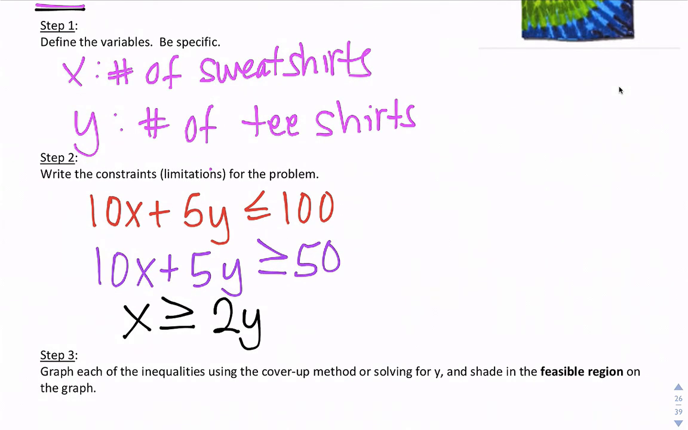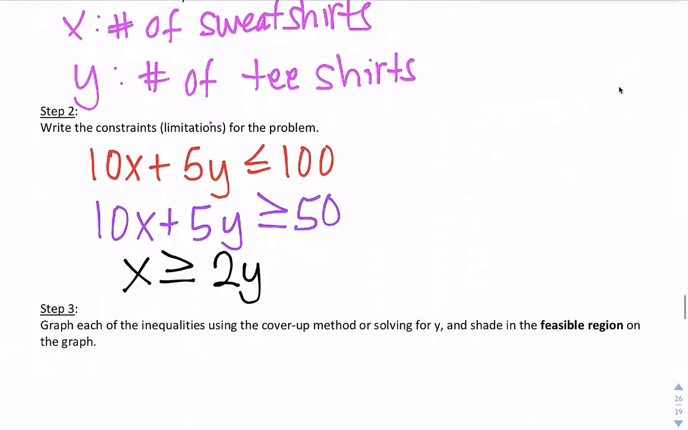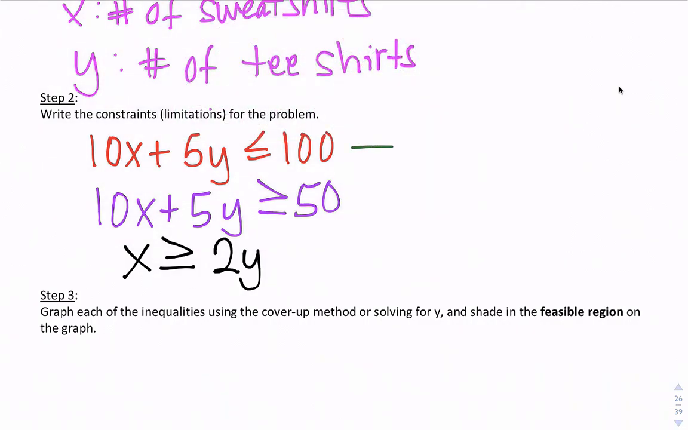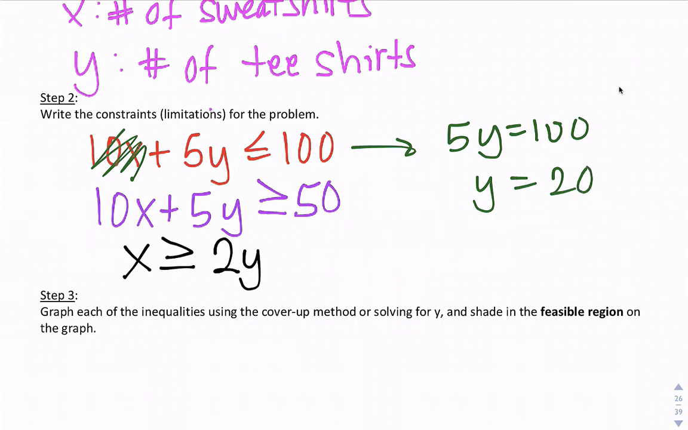Okay, so now we're going to graph these using the cover-up method or by solving for y. So we could solve each of these for y. Since we haven't practiced using the cover-up method, I'm going to do that right here. Okay, so the cover-up method, let's do it in green. Let's do this one first. So let's say we cover up x. We would get 5y equals 100. So y would be 20.